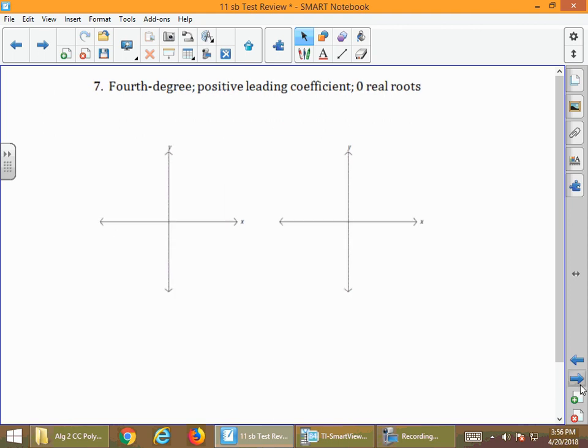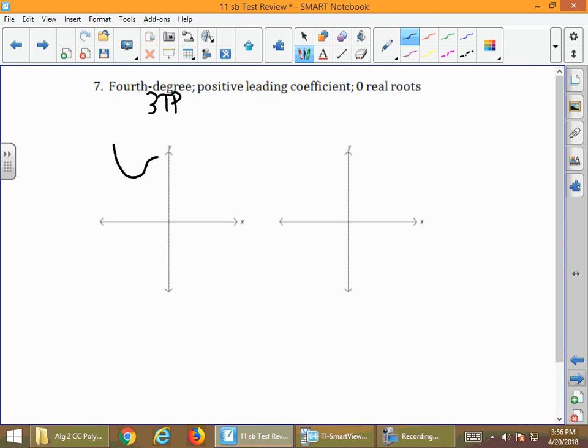If we look at number 7 here, we're looking to draw a fourth degree polynomial, a positive leading coefficient, and 0 real roots. Well, in this particular case, fourth degree has 3 turning points, 1 less turning point than the degree. Positive leading coefficient, so we're going to finish going upward. And in fact, because it's an even degree function, they're both going to be going upward. And we're not going to touch the x-axis because we don't have any real roots.